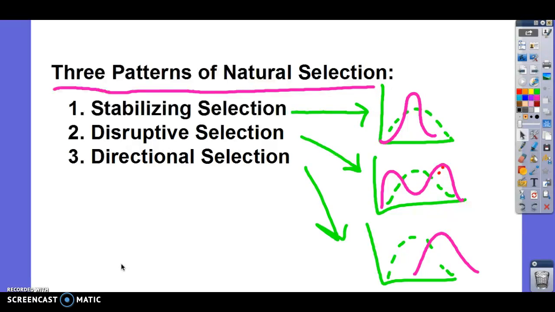So if we only end up having large ones, which graph do you think it's going to be? It's not going to be stabilizing because we don't have the medium ones. Right? It's not going to be disruptive because we don't have the small and the large ones. We just have the large ones. So it's going to be directional. So go ahead and write directional in that blank. And then in that graph, you are going to draw a hump to the right because they're slightly bigger than they used to be because only the big ones ended up surviving.